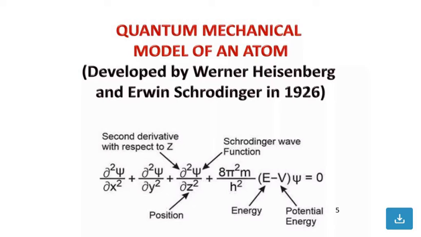You can see del square psi by del x square plus del square psi by del y square plus del square psi by del z square plus 8 pi square m by h square times (E minus V) psi is equal to 0. So you can see in this formula the second derivative with respect to z, and the second derivatives with respect to x and y. Now this one is representing position, the Schrodinger wave function psi. This is indicating energy, and this is the potential energy.